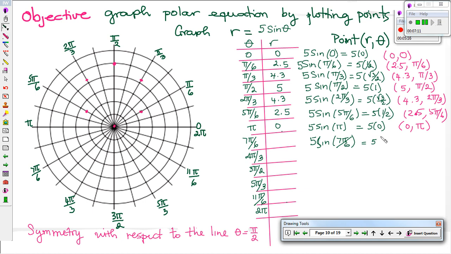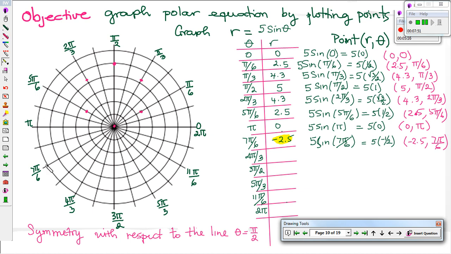Do 5 times negative 1/2. So that will give us negative 2.5. Now, seeing our directed distance, it's a negative number. I'm going to have to highlight, because when we plot the point, we have to be very careful. So we'll go ahead and plot the point negative 2.5, comma 7 pi over 6.